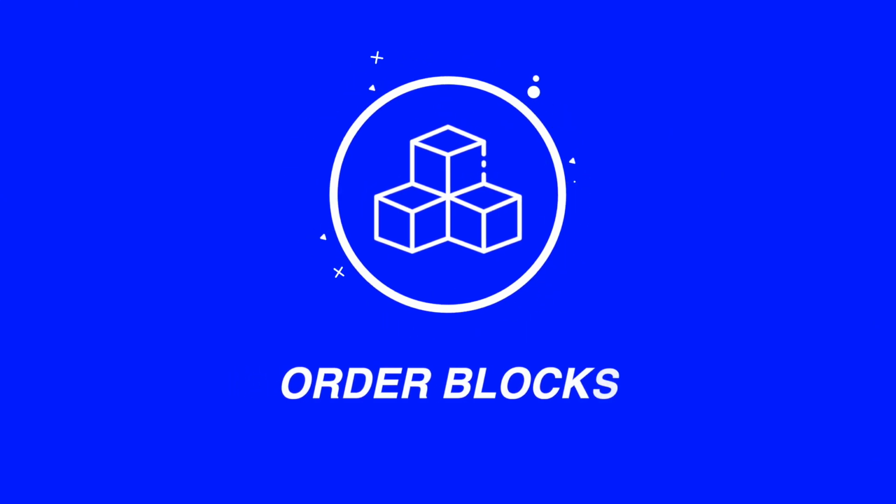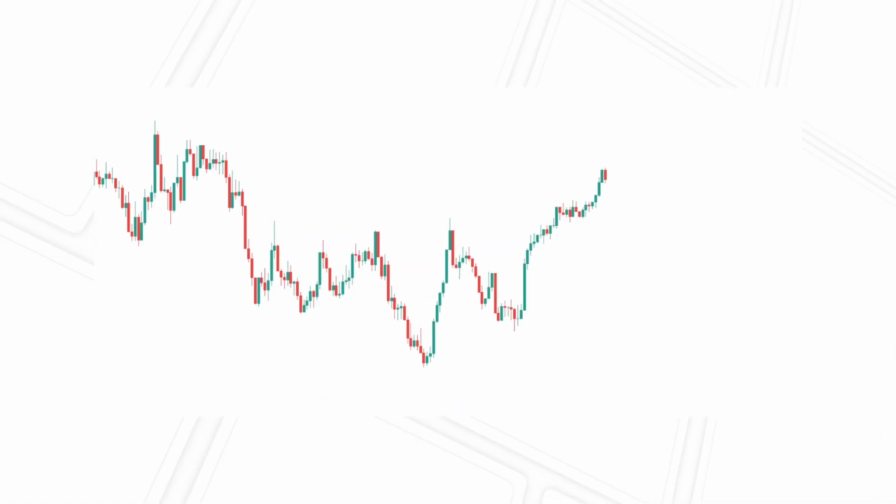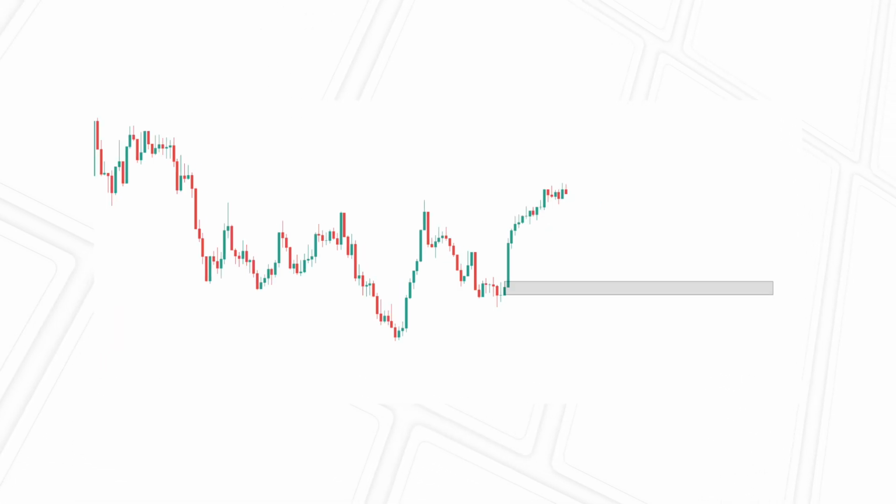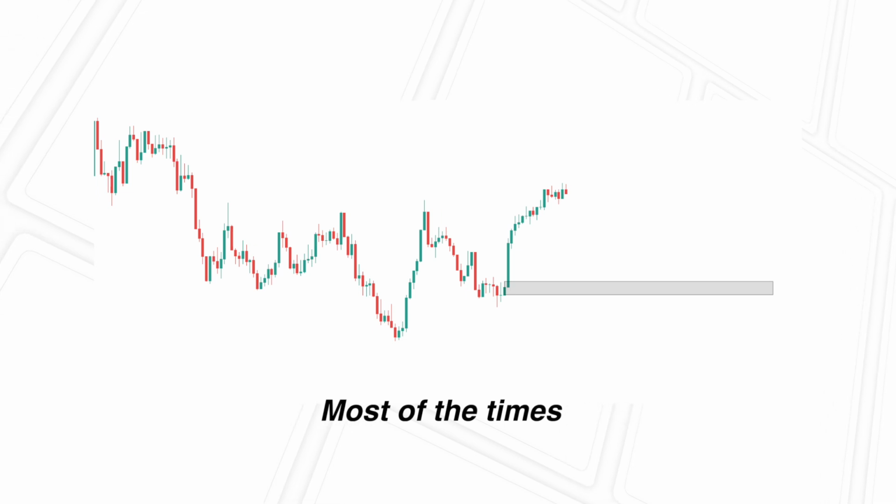So now let's move on to order blocks. An order block is an area on the chart where you can see that a large order has been placed. You can see this by a large move from that particular area. And the so-called order block is the candle before that large move. And this becomes an area of interest for people that trade smart money concepts.